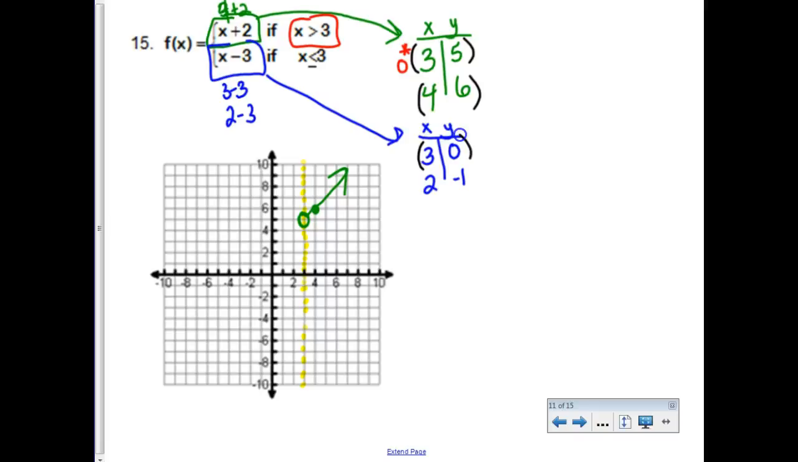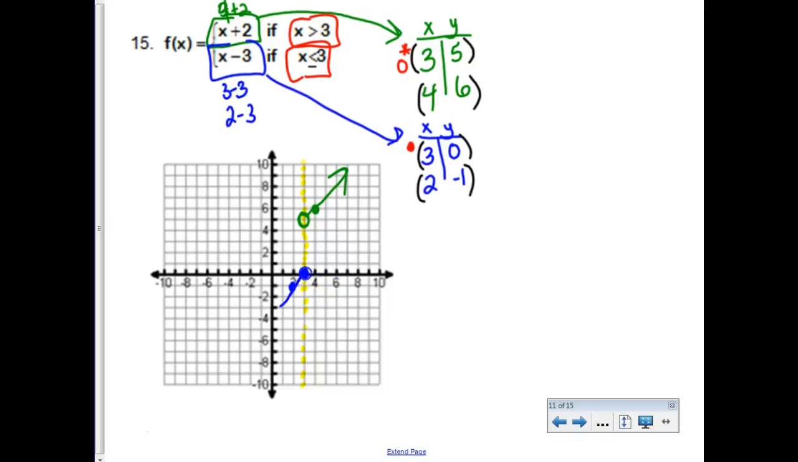Great. This first ordered pair, the one that's on the boundary line, I think I already know the answer. Since the first one was open, this one is probably closed. Tell me why it's closed. Got an equal to bar on the 3. Very good. So closed circle at 3, 0. And then a regular point at 2, -1. Connect from the boundary line outwards.